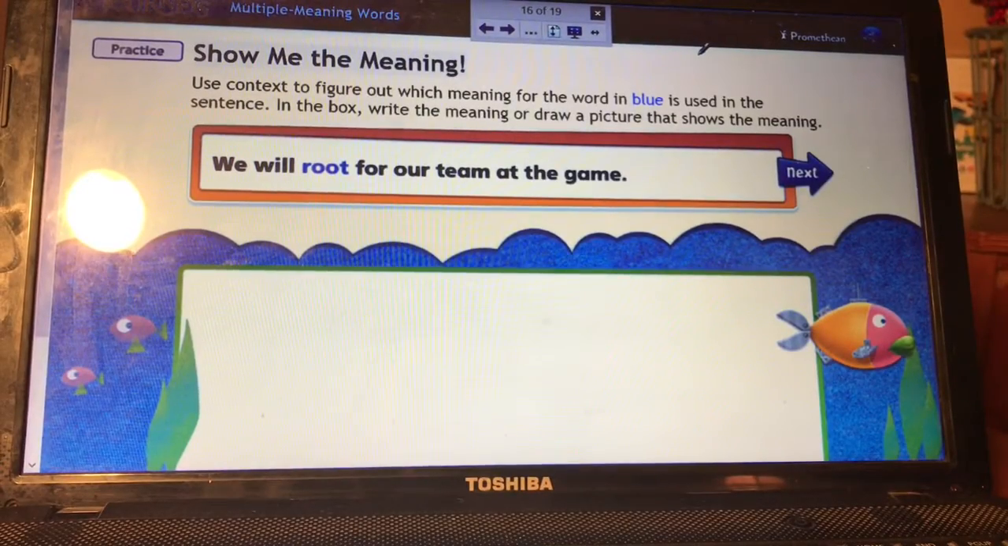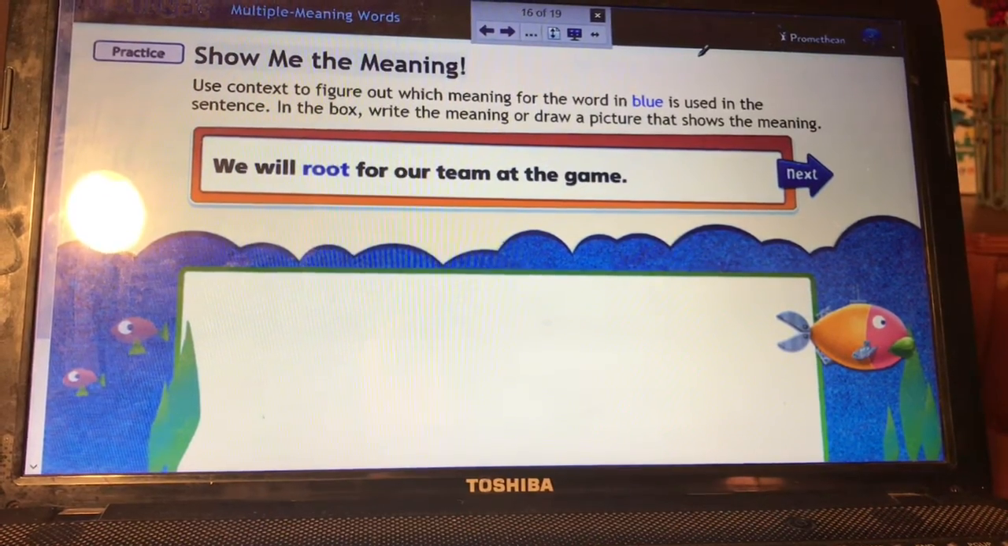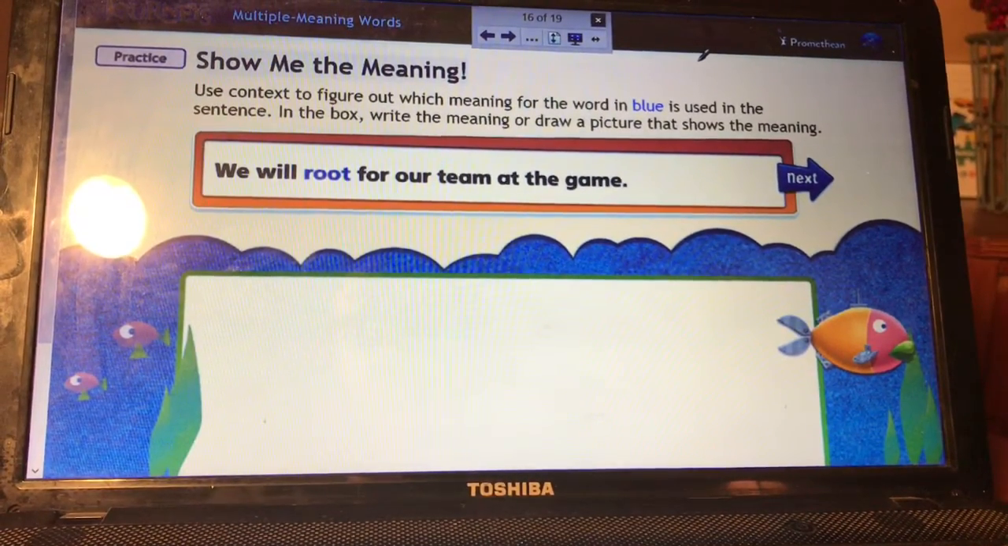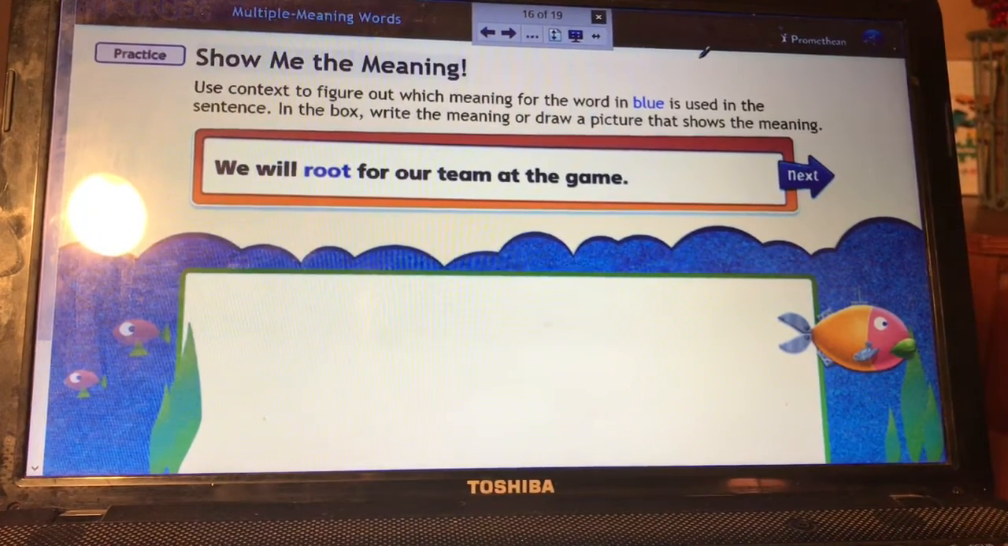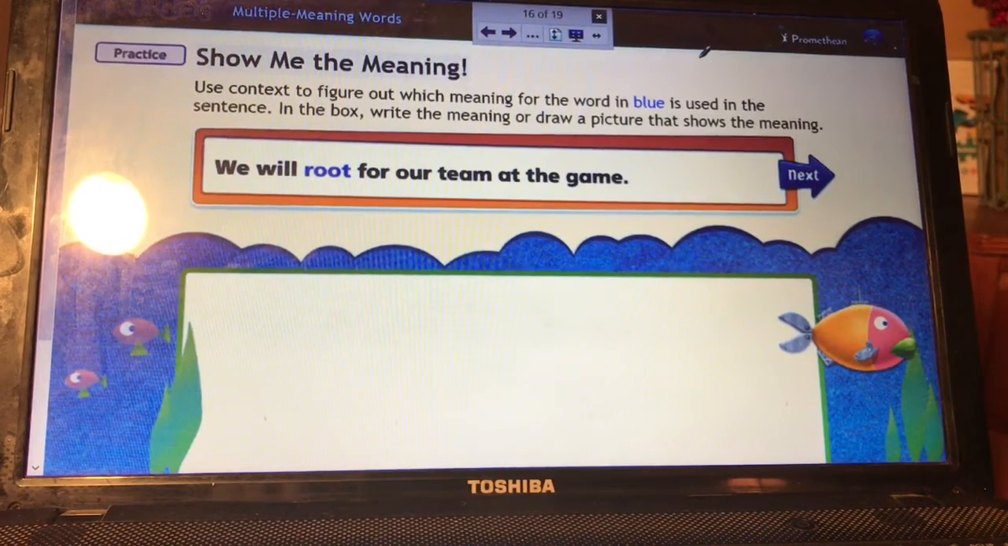Okay, now's the part where you're going to need your pencil and a piece of paper. So first we're going to use the context of the sentence to figure out the meaning of the word in blue. So this sentence says, we will root for our team at the game. Now I notice they're talking about a team and a game. So in this case, I think the word root means like to cheer for. Now on your piece of paper, I'd like you to use the word root in another meaning.